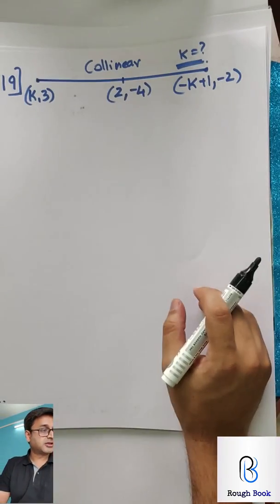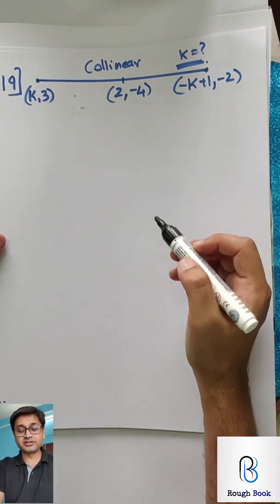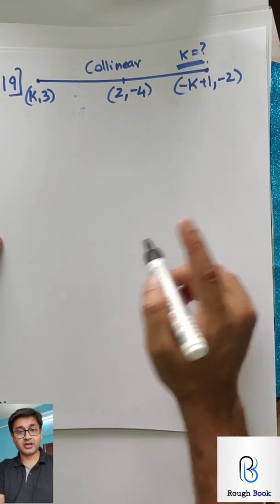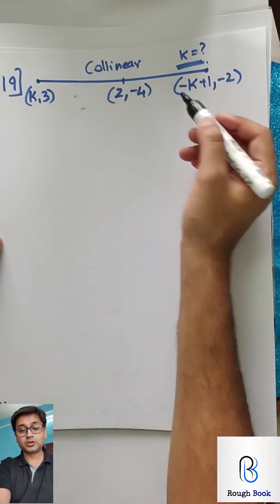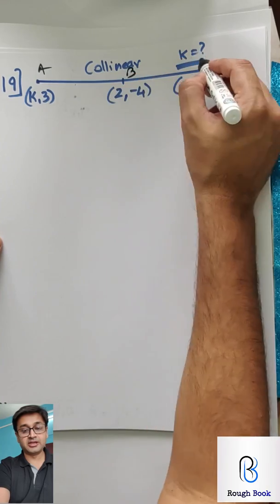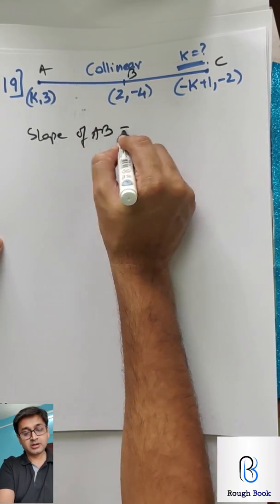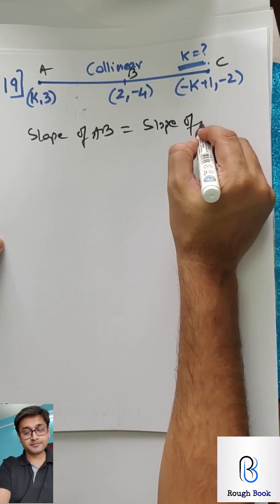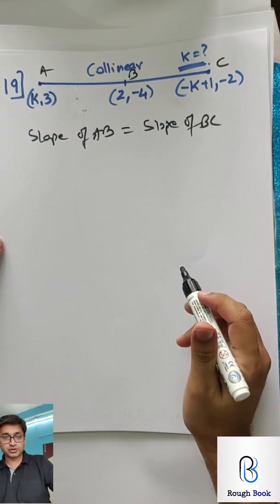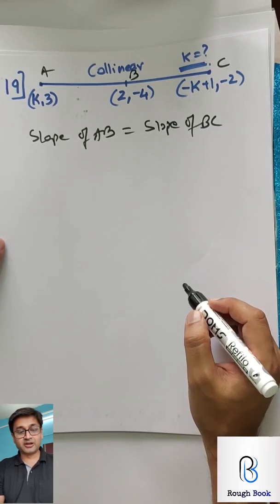Okay. Next, 19th. They say these 3 points are collinear. Find the value of K. So if they are collinear, that means their slopes are equal. Let's call this as A, B and C. So I'll say slope of AB is equal to slope of BC. And apply both the slopes together. Automatically you'll get the value of K.